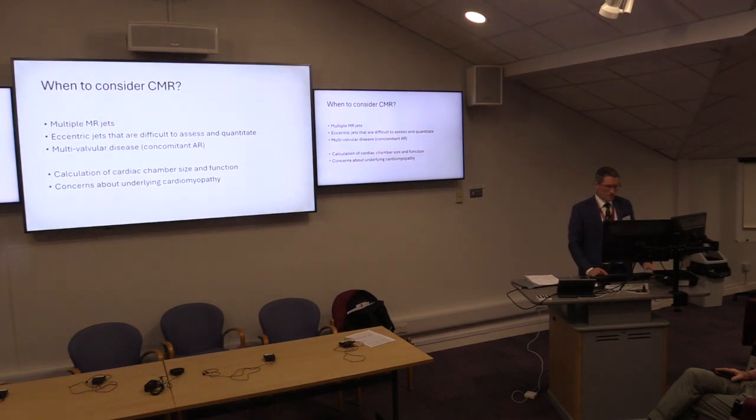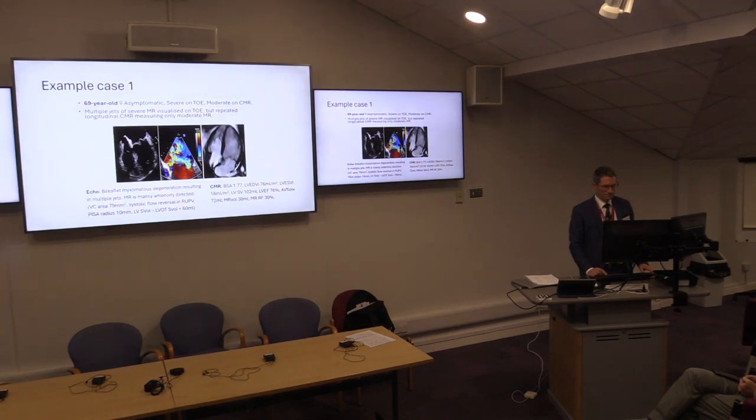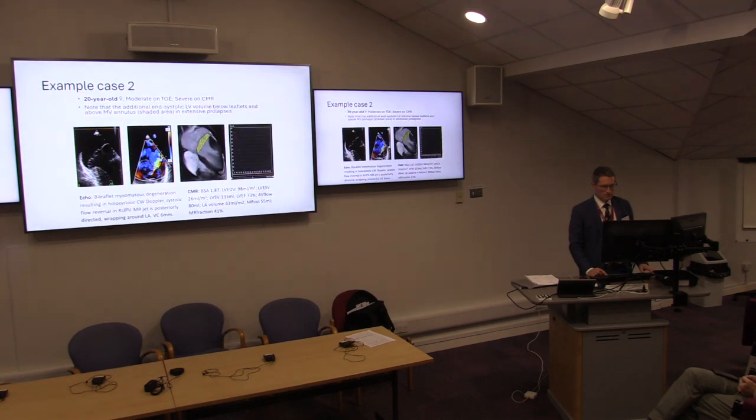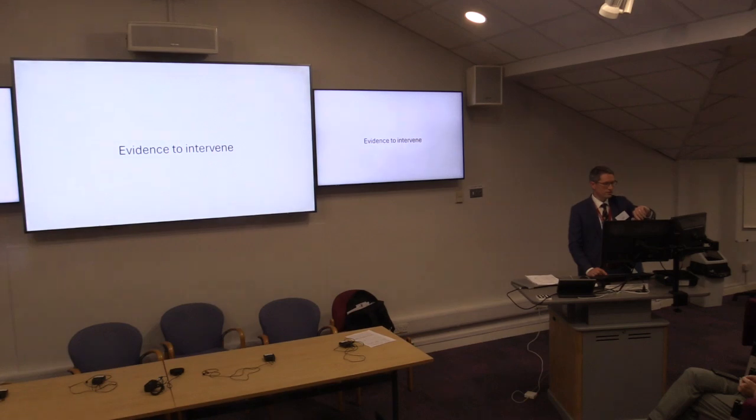So I've covered this already. When to consider MR: if you've got multiple MR jets, adding them all together is very difficult on echo. But if you can just look at forward flow stroke volume on an MRI, that gives you a very helpful overall view. And again, chamber size and function. I'm going to just skip through these, but these were a couple of examples where there were discrepancies between echo and CMR was helpful. But I want to get on to evidence to intervene because I'm conscious of time.